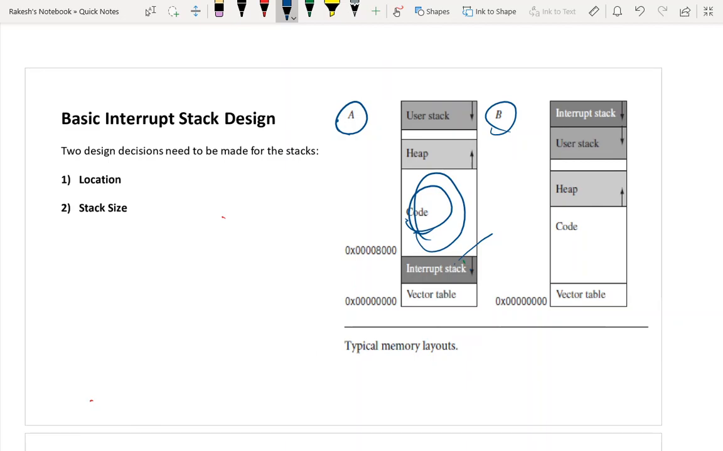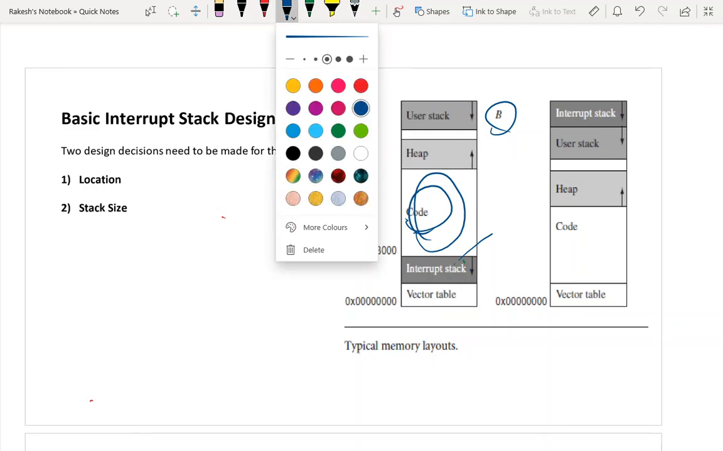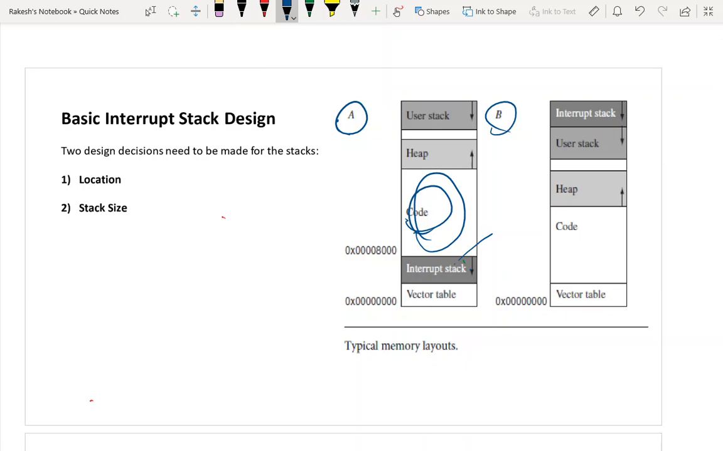Here I might have written any of the code. So this is the first memory layout that you have. In this case, the interrupt stack is stored underneath the code segment. This is the second layout, B, that you have. In this case, as you can observe here, where is this interrupt stack put? The interrupt stack is put at the top of the memory above the user stack.